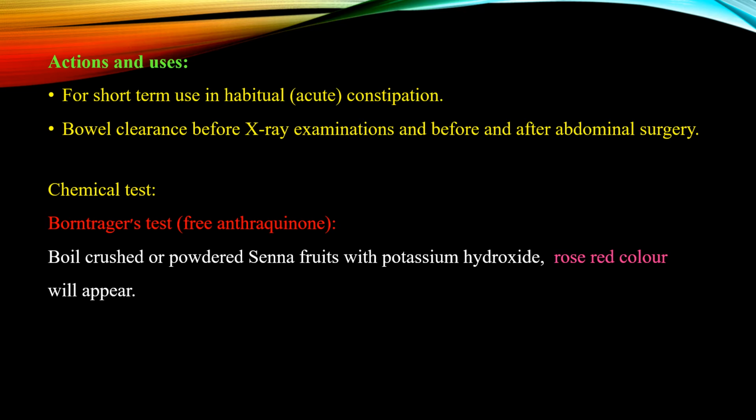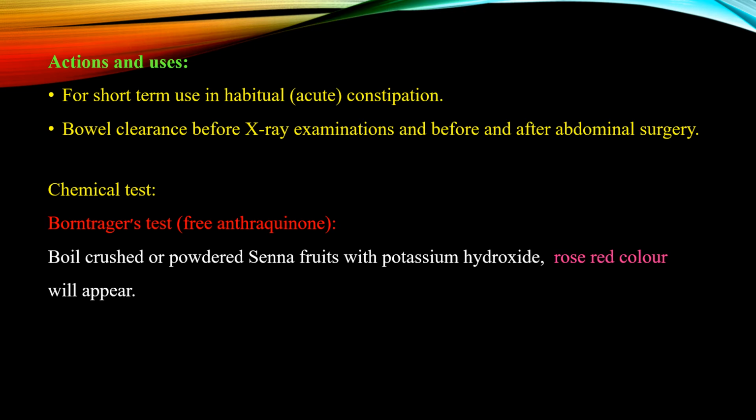In addition to anthraquinone, we have mucilage, fixed oil and protein, and flavonoid derivatives of kaempferol and isorhamnetin. Senna pods are used for habitual constipation or acute constipation as they have a purgative effect due to anthraquinone glycosides. Also used for bowel clearance before X-ray examination and before abdominal surgery.